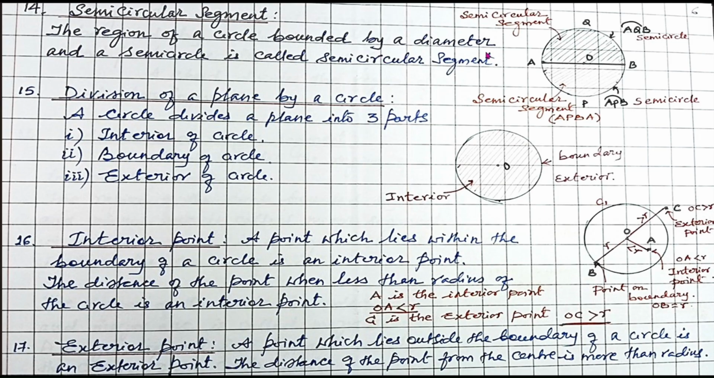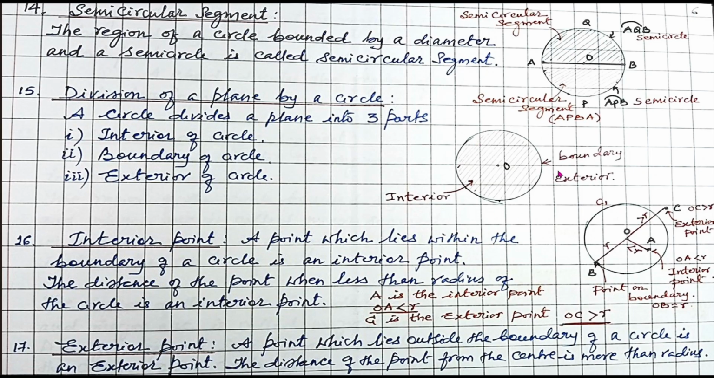Now semicircular segment. The region of a circle bounded by a diameter and a semicircle is called a semicircular segment. So if you consider this diagram, AB is the diameter and AQB is a semicircle, and also AB is the diameter and APB is a semicircle. So therefore the region of a circle is divided into two segments which are equal, and each segment is called a semicircular segment. Therefore ABQA is one segment which is called a semicircular segment. Therefore the region of a circle is divided into two segments by a diameter. Remember that.